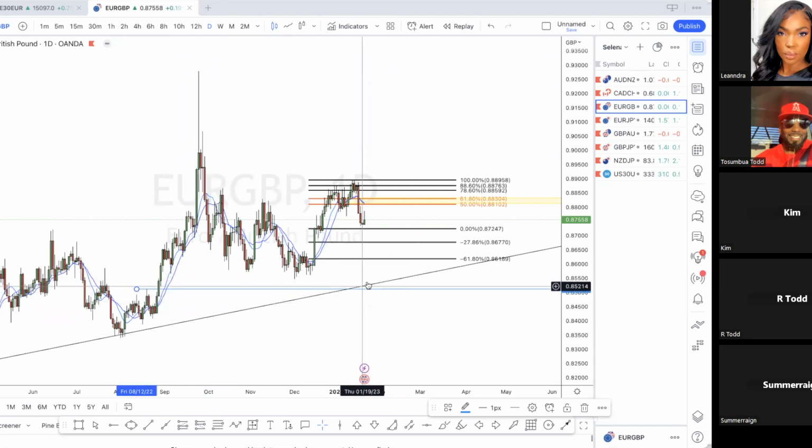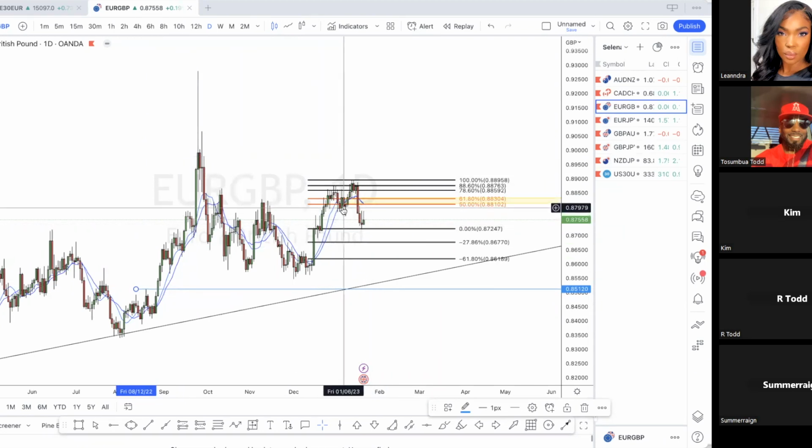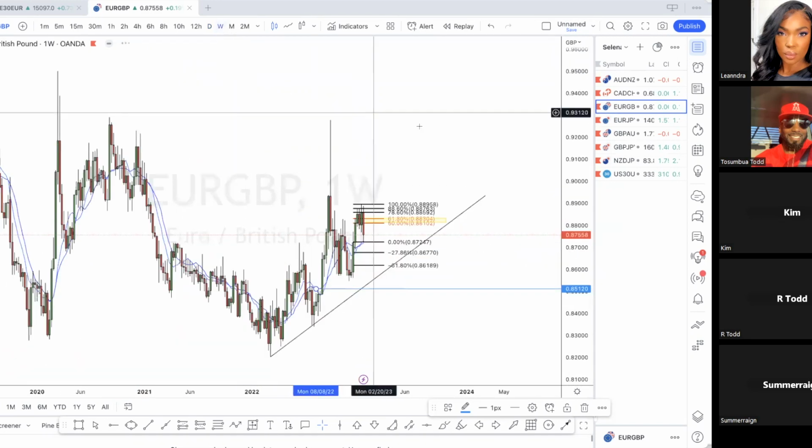Yeah, I think it might even come back down to here, to this expansion, since this did not break this high right here. Can you go back to the weekly count? Sure.